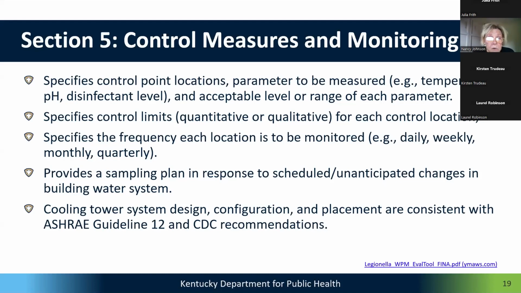There are ways to put a monitor on a line so that you can keep track of temperature, and that's really helpful. And then you need a sampling plan that would help you respond to unanticipated changes in the building water system. We'll go into that in a little more detail. And then you need a way to show that the design configuration, and where it's put on the roof or outside of your building, is in accordance with Guideline 12 and CDC recommendations. This may be something you have to look at if you're in an older facility.